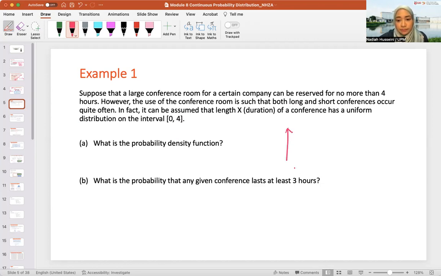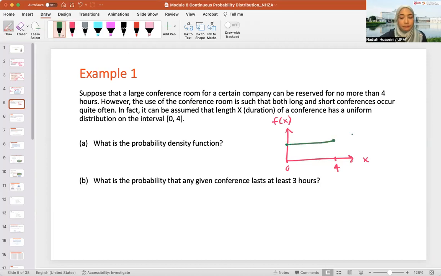Let's just try to plot this first. So this is our x and this is our probability over here. And we know that the conference has a random variable between interval 0 to 4. So 0 does not start there, my bad. So 0 starts here and up to 4, and it would have a uniform distribution or a flat line.